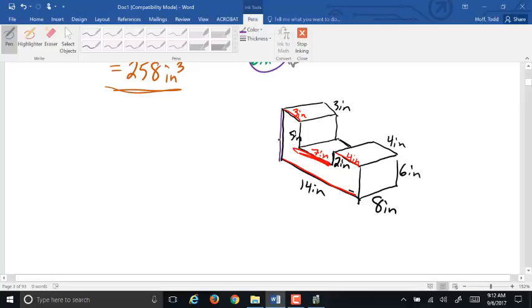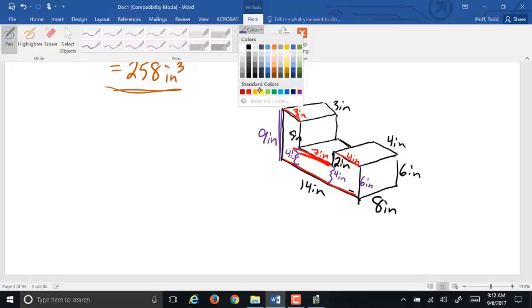Next, what's this piece here? Well, I need to know this length. It'd be this length plus the 5, right? Well, down here, this is 6, this is 2, so this length has to be 4 inches. So this one's 4. 4 and 5 make 9 inches.